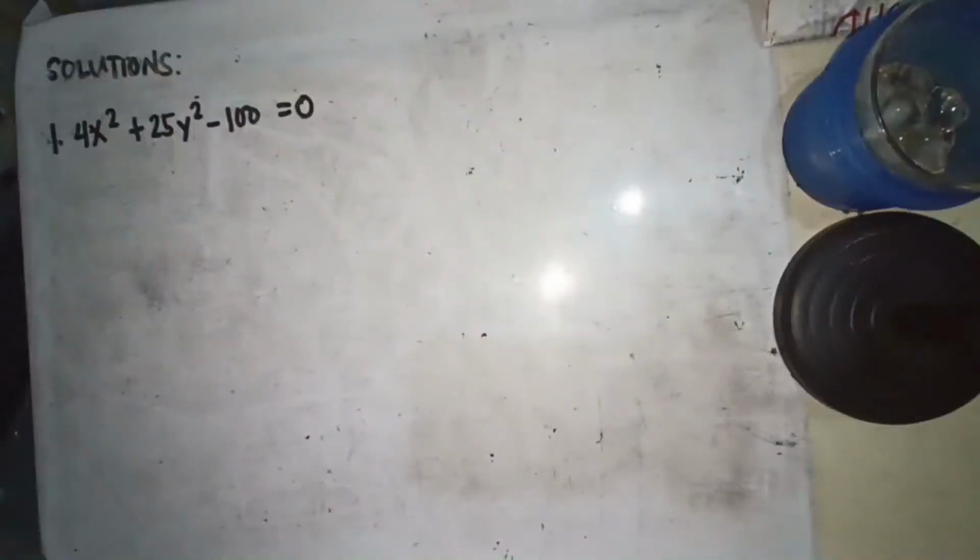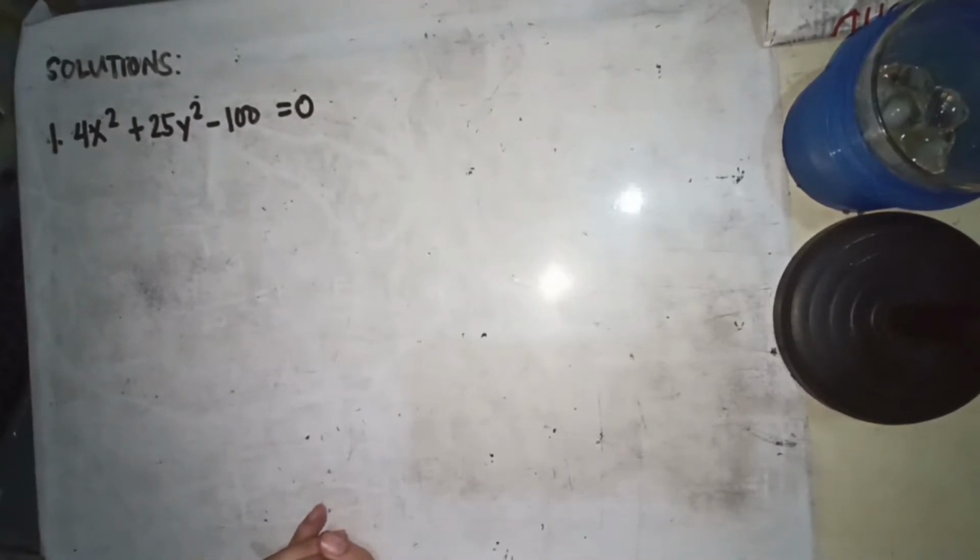For our first example in case 4, we have here 4x squared plus 25y squared minus 100 that is equals to 0. And finding the standard equation of an ellipse, given the general form, we just reduce it, just like what we did in the circle and also in the parabola. So, we just reduce it.